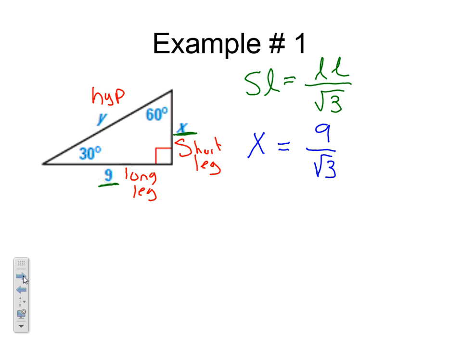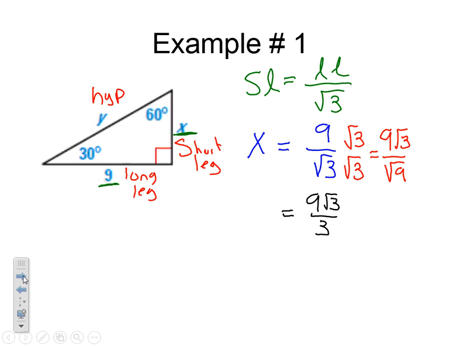Now this is great except we can't have square roots on the bottom. So in order to get rid of that, we're going to multiply the square root of 3 times the bottom and the top. So I get 9 square roots of 3 all over the square root of 9. When I simplify this, I'm going to get 9 square roots of 3 all over 3. Now, this right here can be simplified. 9 divided by 3 is 3, so we're going to get 3 square roots of 3 for X. Okay, so my short leg is 3 square roots of 3.